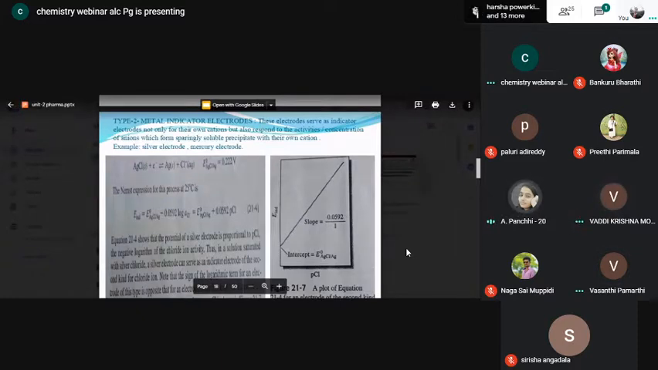Silver ions, 90. Okay. We see 91 Ag plus ions are there, and 1 chloride ion is present.